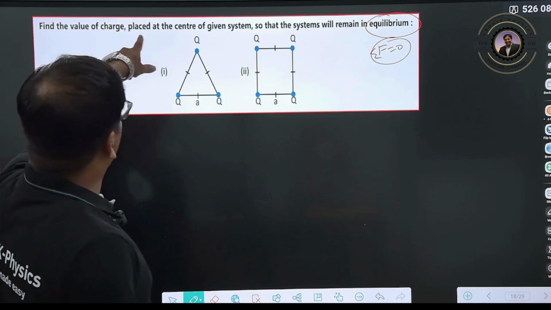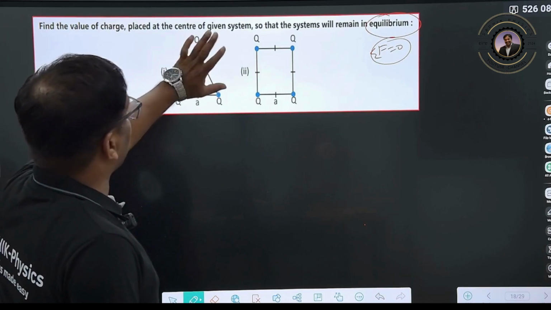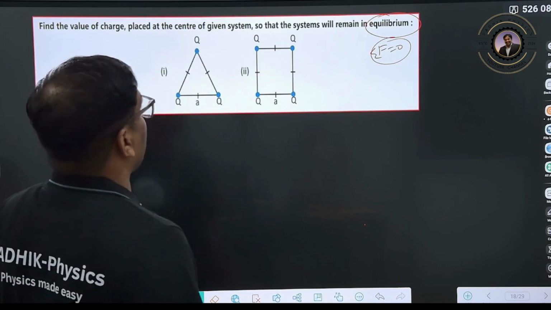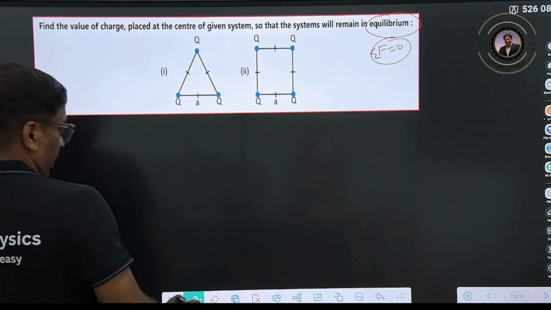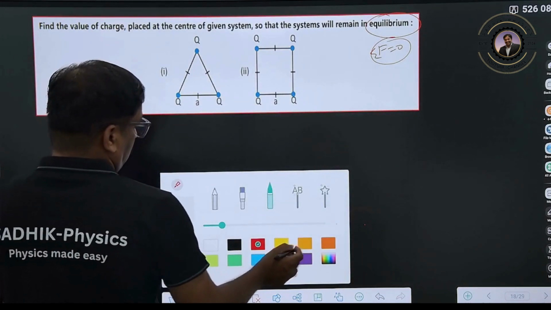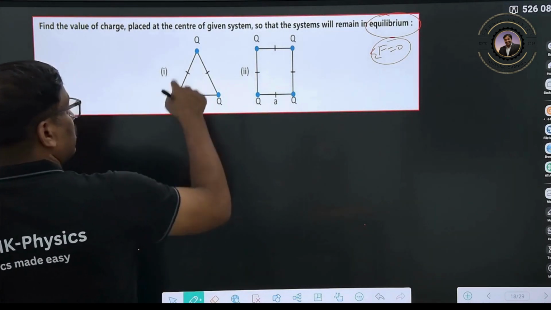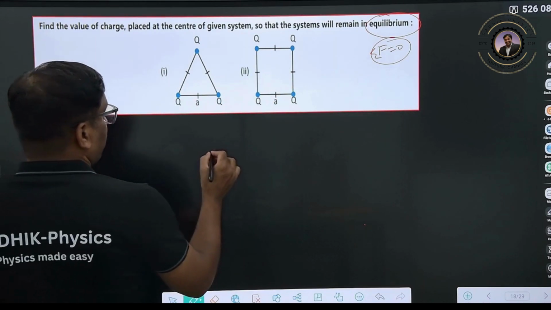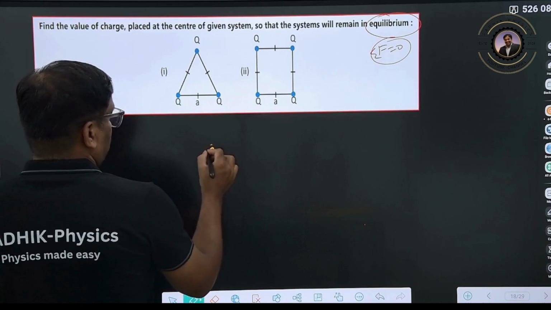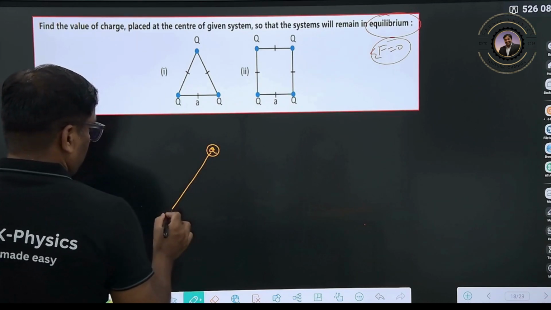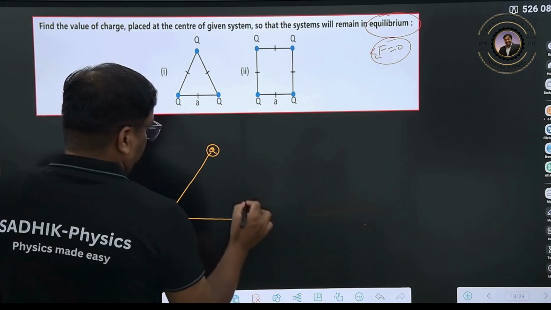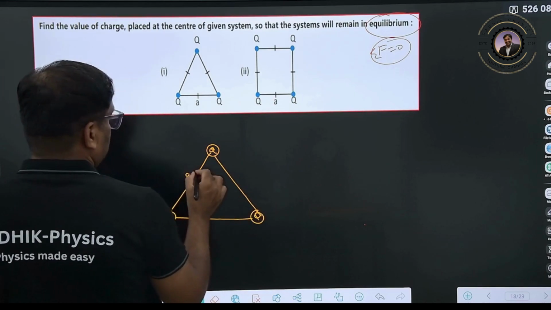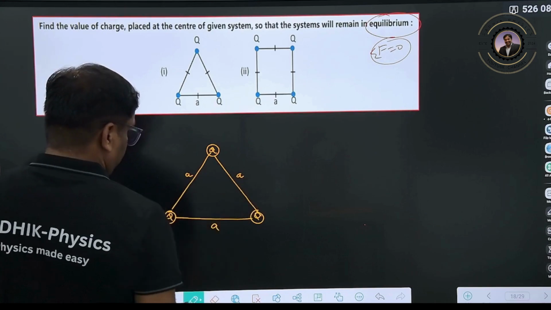So what is it asking? Find the value of charge to be placed at the center of the system so that the system will be under equilibrium. Equilibrium means what you have to do now? I will do this question. So here what is given now? This one charge is given, q. Therefore this is A, this is A, this is A.